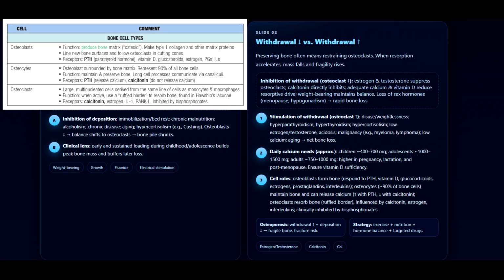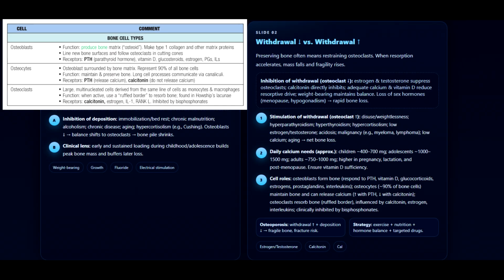So, the level of bone mass remains constant only when the rate of deposition by osteoblasts equals the rate of withdrawal by osteoclasts. This balance may be high, low, or somewhere in between, but it must remain even to keep bone stable. If the scales shift, bone either accumulates or is lost.